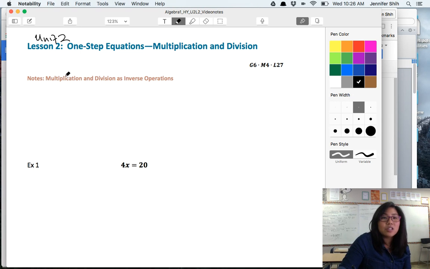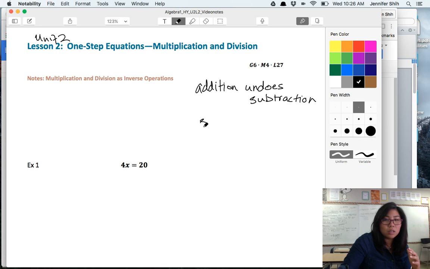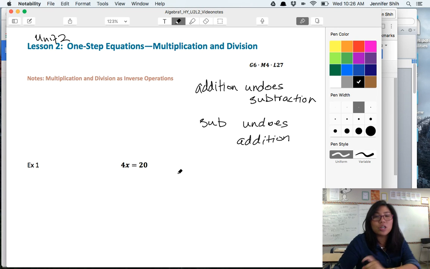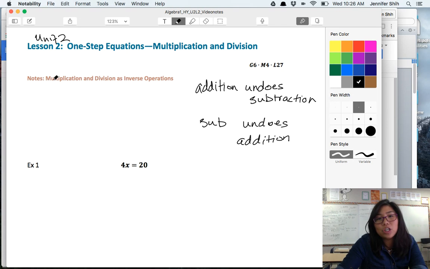So our first notes are going to be multiplication and division as inverse operations. In class, we talked about how addition is the opposite of subtraction. Addition undoes subtraction. And then the other way around too, where subtraction undoes addition. So we talked about this in class. This is review. This is your prior knowledge. Now let's talk about multiplication and division.